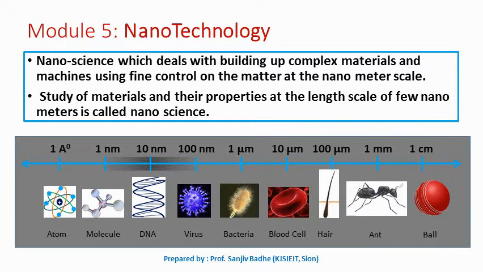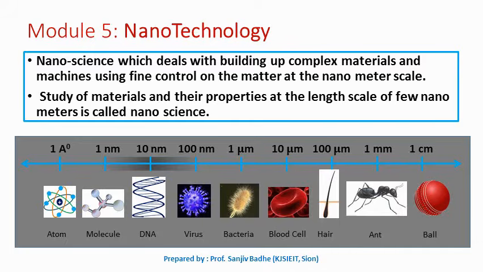In 1959, Nobel laureate Richard Feynman presented an idea of building materials atom by atom, and this idea evolved into a new branch of science which is called nanoscience. So nanoscience deals with building up complex materials and machines using fine control on the matter at the nanometer scale. So in nanoscience we will be studying properties of the materials having the length scale of the order of a few nanometers.